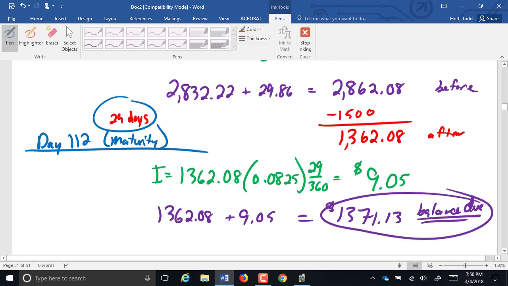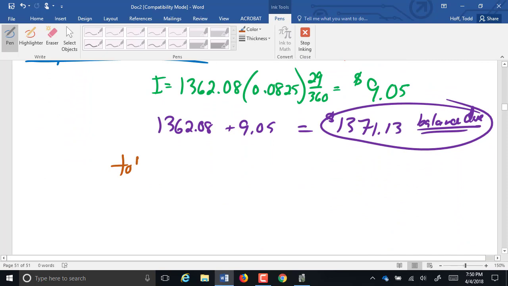The total interest, I didn't ask you for that. No, I didn't ask for total interest on this one. All I asked was the balance due. $71.13.